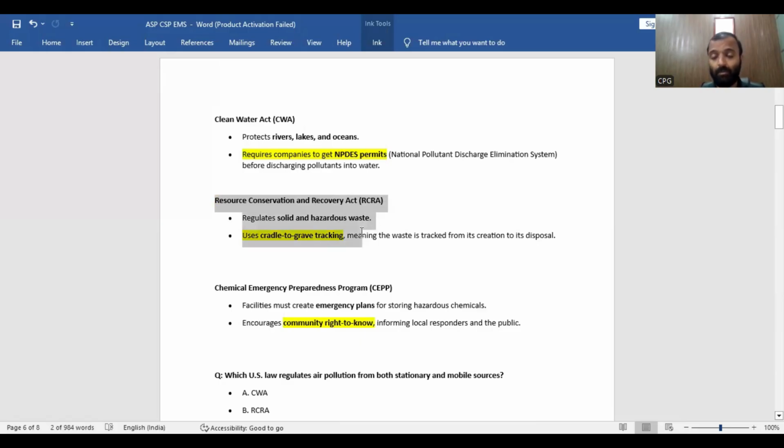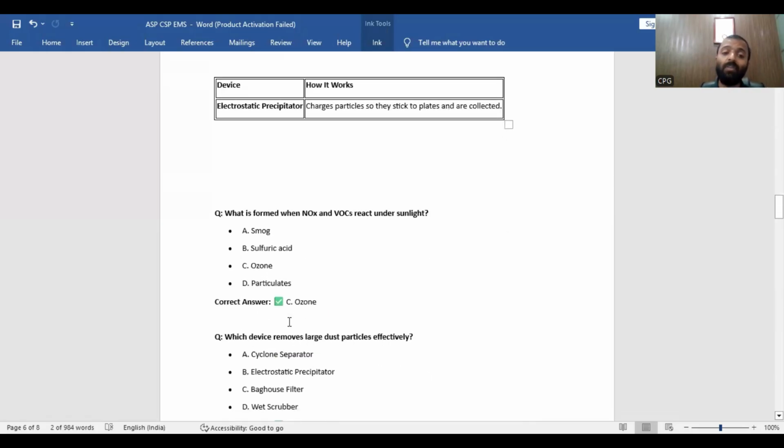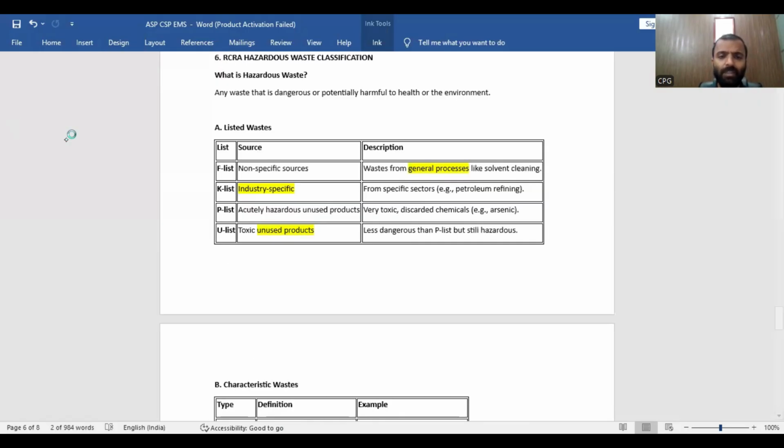RCRA has the concept of cradle to grave. Now RCRA has given the classification. This is very, very important. What is the RCRA classification? Any waste that is dangerous or potentially harmful to health or the environment is hazardous waste.